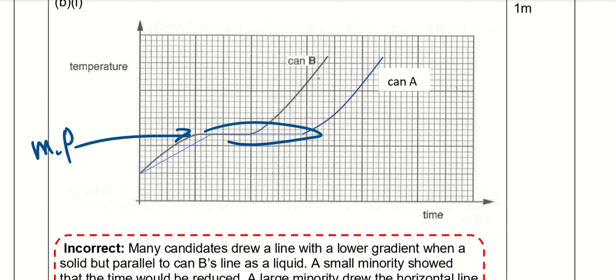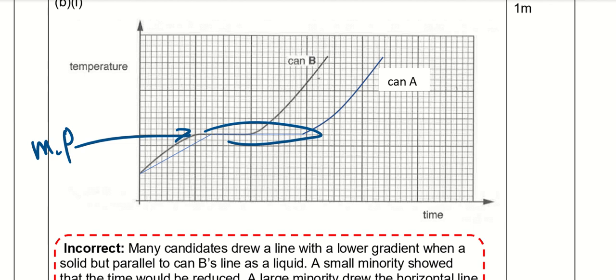Okay? But the time taken for A to melt is longer, not because of the volume. The volume of wax is the same, but because the amount of thermal energy absorbed by can A is less, the rate of absorption is lesser. Agree so far? Then after that, it will increase.